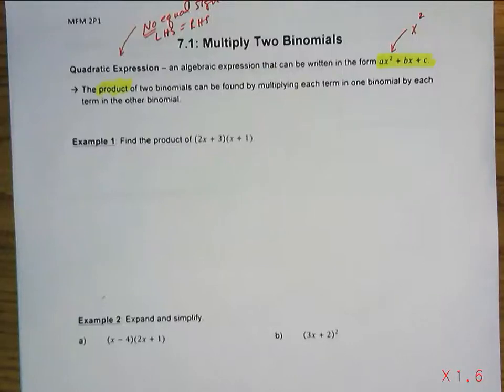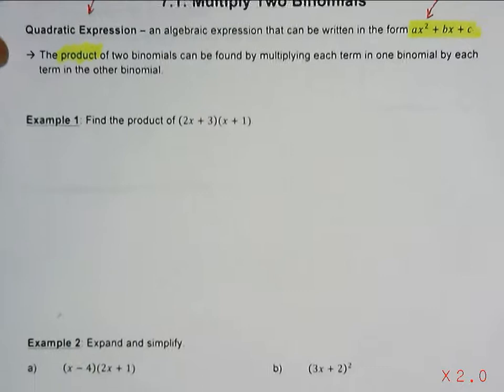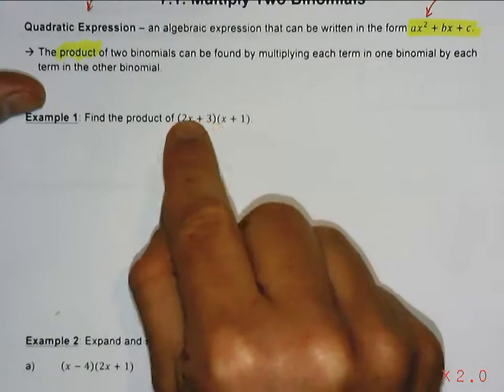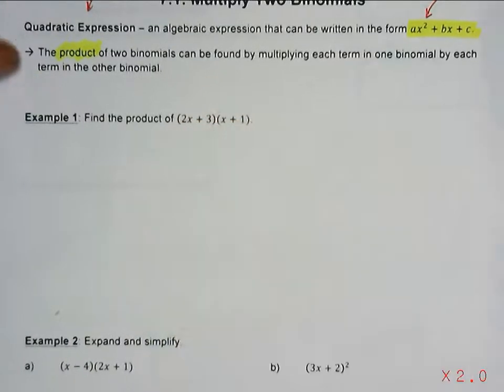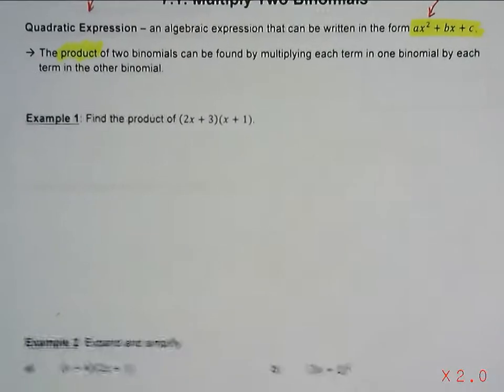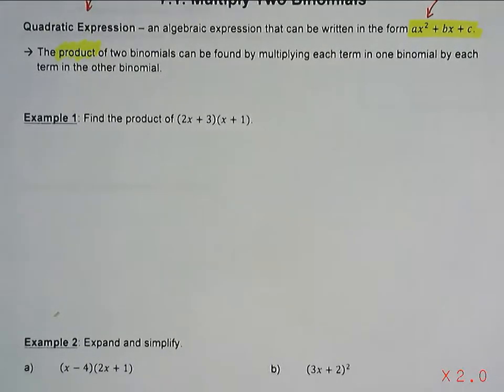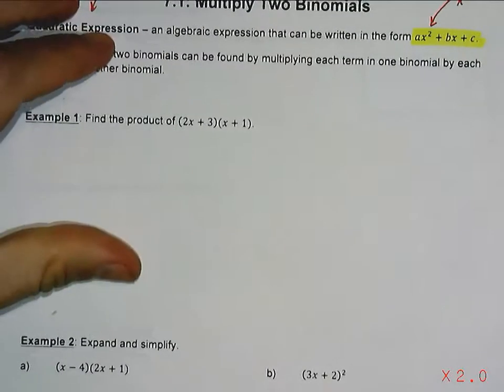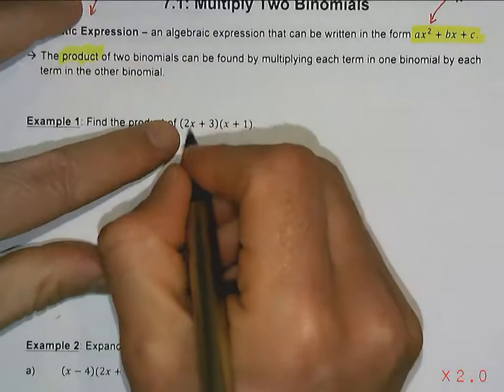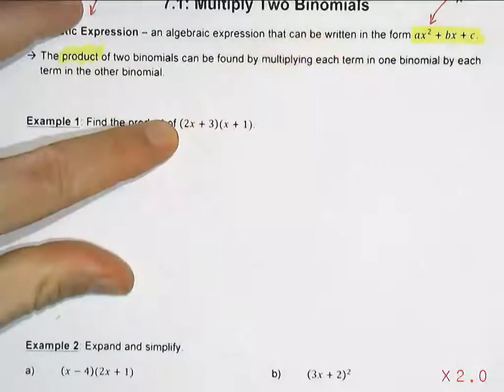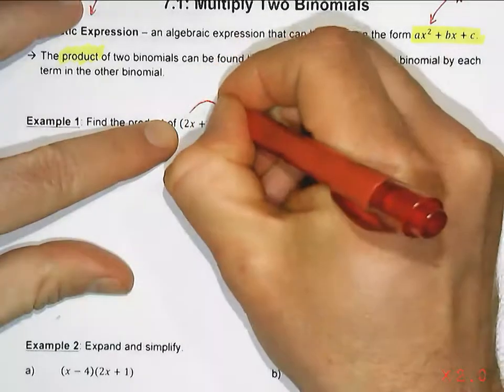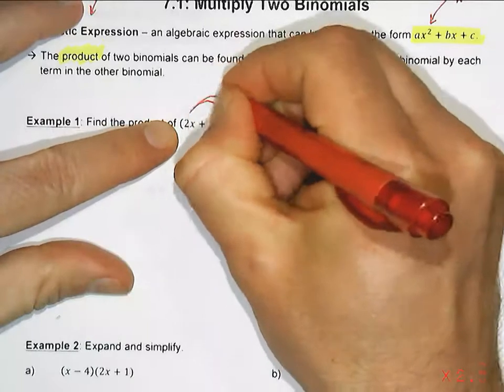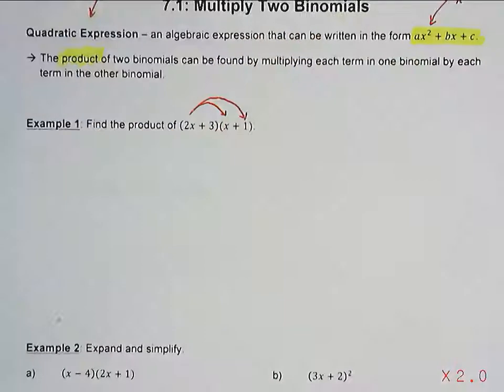Okay, example 1. Let's remember what we're doing. We're looking at the product of this binomial times this binomial. I'm just going to check my focus and make sure everything's great. Looks pretty good. All right, so what I taught you in the earlier lesson is that we're going to take this term and multiply it by each term inside the second binomial.